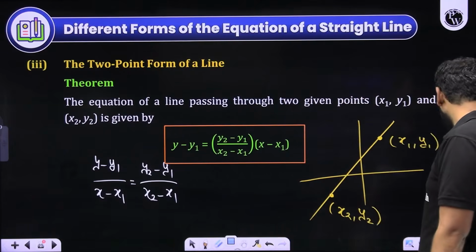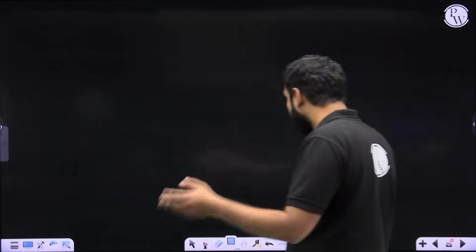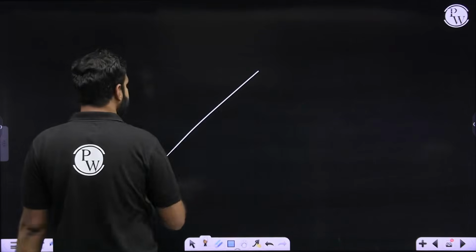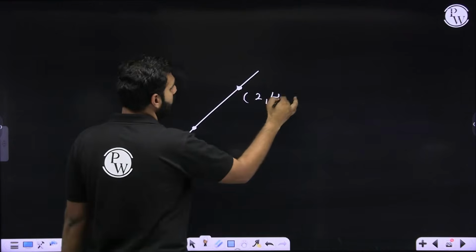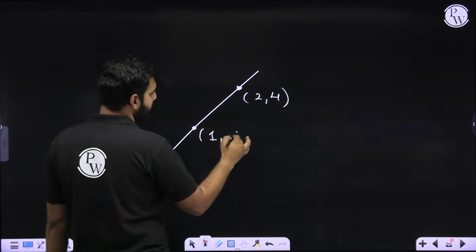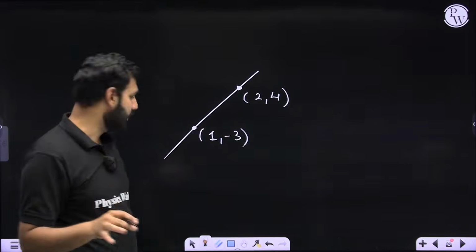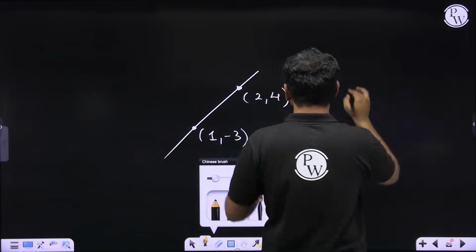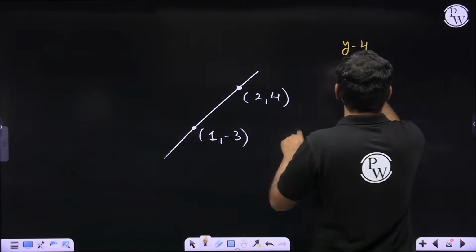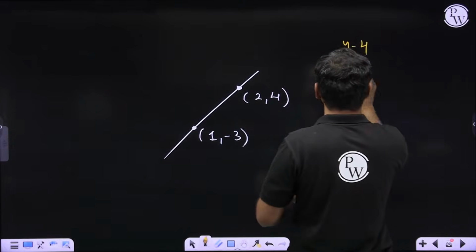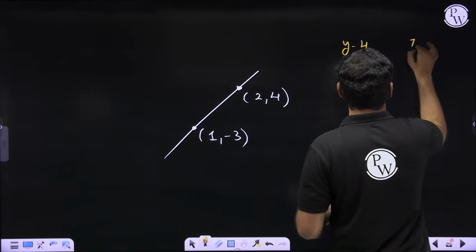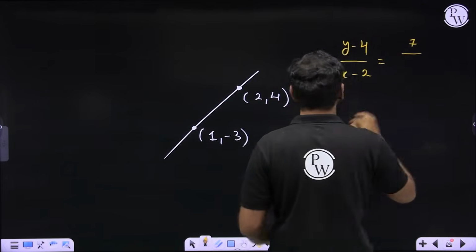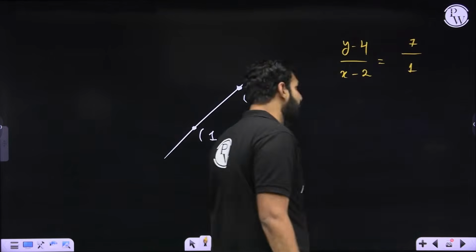If you didn't get that part, I'll try and make you understand with one example. Let's say this is a line, and on this line 2 points lie. One of the points is 2 comma 4, the other point is, let's say, 1 comma minus 3. If I were to write the equation of the line, I'll simply say y minus y1, which is y minus 4, upon x minus x1, which is x minus 2, equals y2 minus y1, so 4 minus minus 3 is 7, upon x2 minus x1, so 2 minus 1 is 1. I hope we are going great.